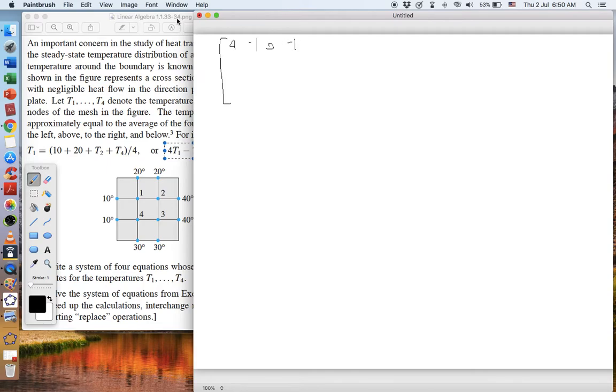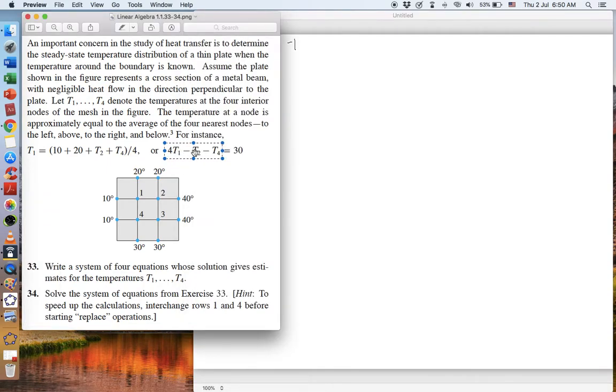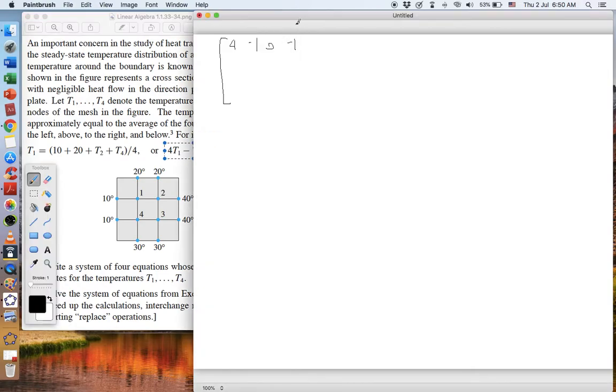And so they've given us our first equation, 4T1 minus T2, and then there's nothing in the T3 spot there because T3 is not adjacent on the horizontal vertical axis to T1, and then minus 1 for T4, and all of that is equal to the sum of these two outside temperatures, which is 30. And so we're just going to put again the coefficients for each of the other three nodes on the interior.